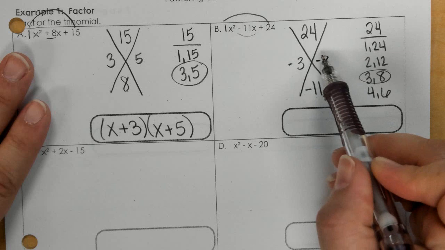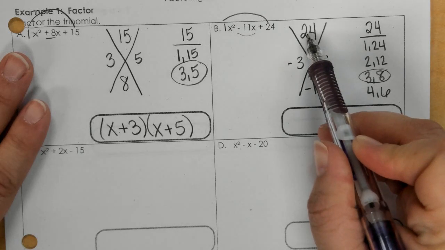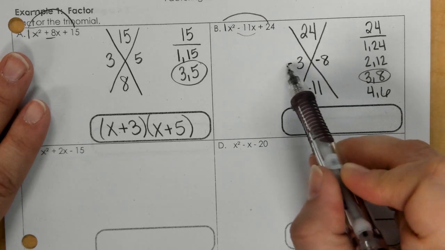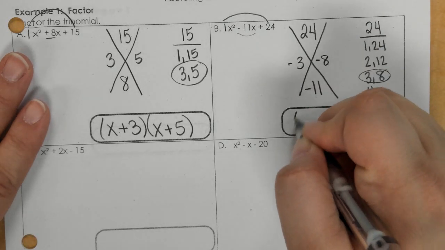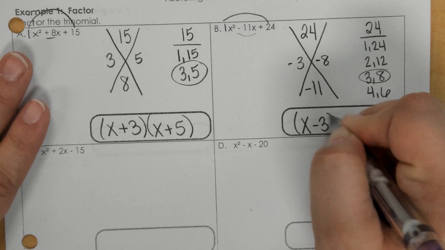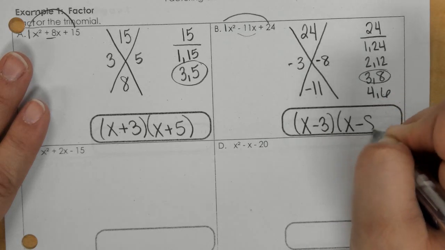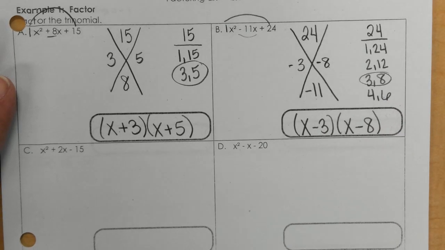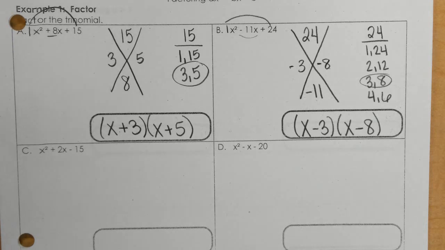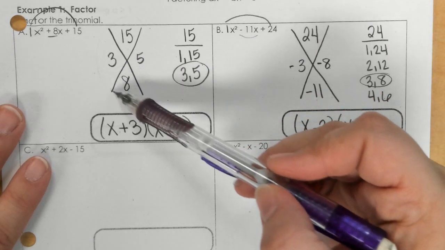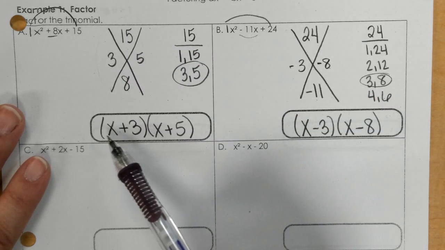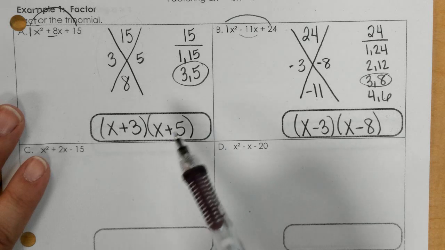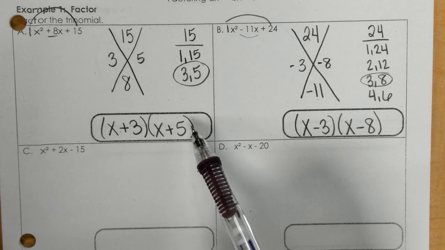A negative times a negative creates a positive 24. If I add the same sign, I keep the sign. And so my factored form is x minus 3, x minus 8. So just stressing the different vocabulary terms, this part of your work is where you show your work. This is called X factor. This part here, when you write your answer, is called factored form, or if you factored your trinomial.